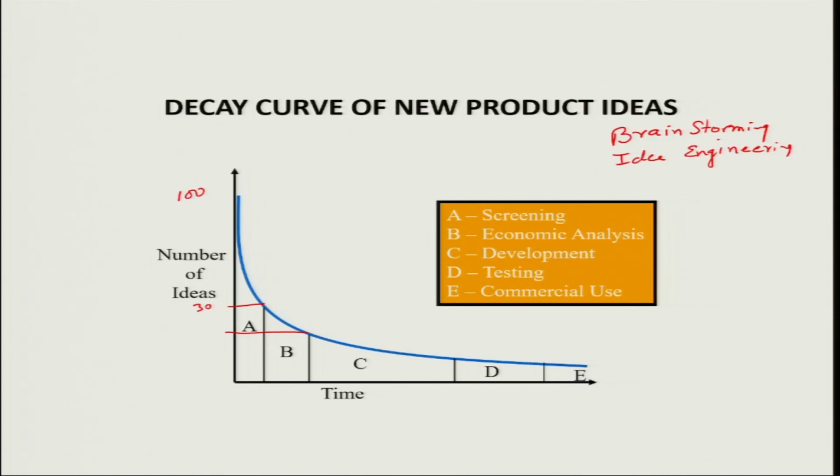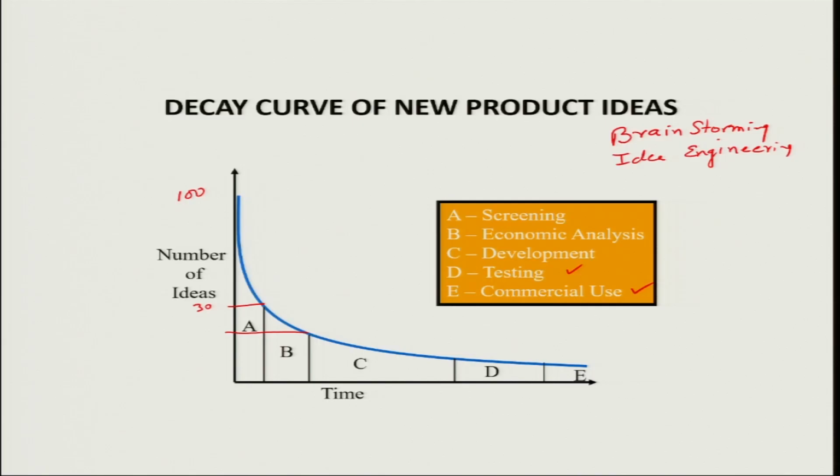We develop the prototypes, we develop the detailed designs, identify the materials and so on. And at that stage also we find there are certain ideas which are not able to move forward. And then comes stage D, where we do the testing of those ideas, and in this testing we see that some ideas are not able to succeed further, and then you will find that only very few ideas are fit for commercial use.